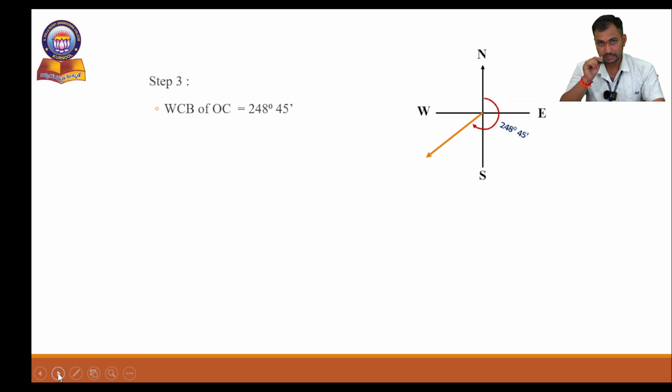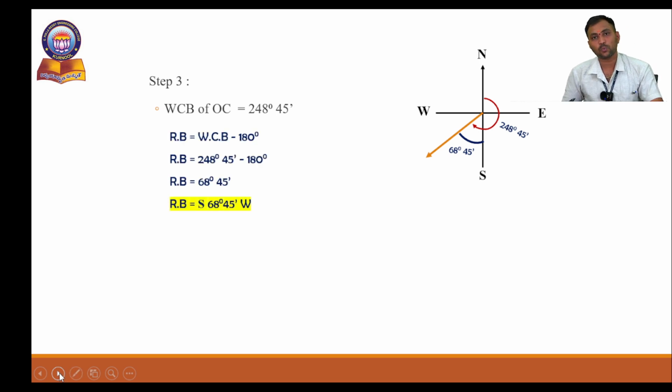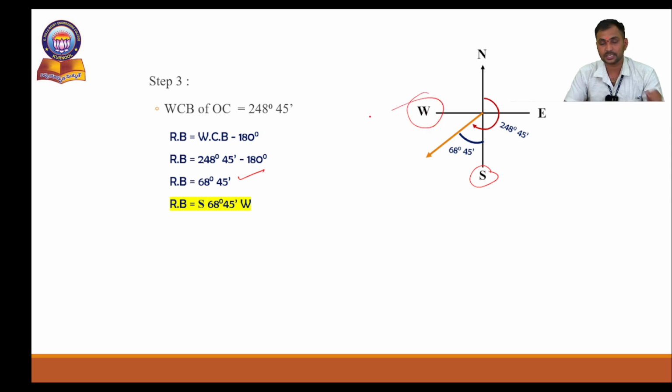Okay, 360. The calculation: 248 degrees 45 minutes minus 180. Okay, my dear students, if we do that, we will get 68 degrees 45 minutes. So it lies in the southwest direction. We have to present the reduced bearing value as south 68 degrees 45 minutes west.